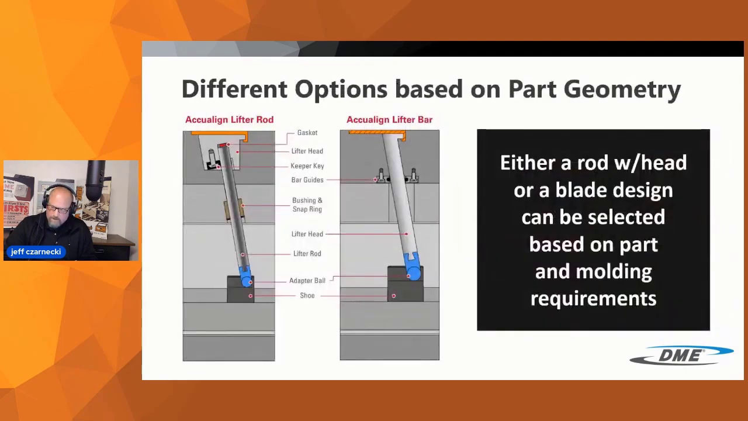Two types, as I'd mentioned: we have the round lifter rods, which in the near future will be able to be integrated with our cooling rod technology. We also offer a blade style that does lend itself to a lot of different large and small applications. As you can see here in the diagram, we offer some carbide rollers that help through long ejector strokes with tricky larger type applications.